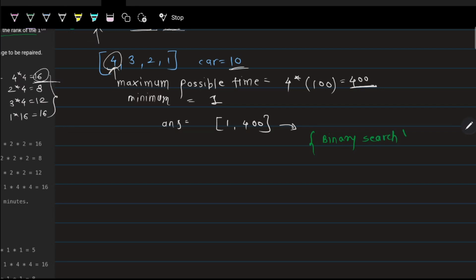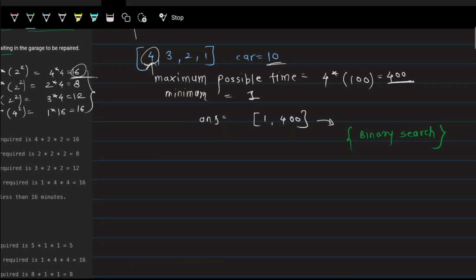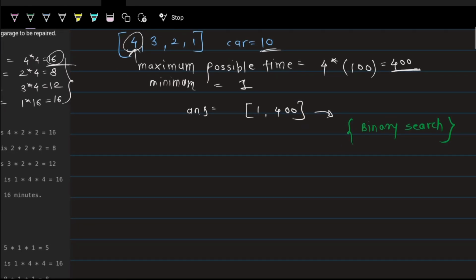Correct? So we have to do binary search on an answer. This is the pattern in these problems, right? And one more thing: how to check if it is possible to repair the cars within a given time. For example, now my low is fixed. What is my low? In the first iteration, my low is 1, my high is 400. Makes sense? And this is a binary search on the answer.